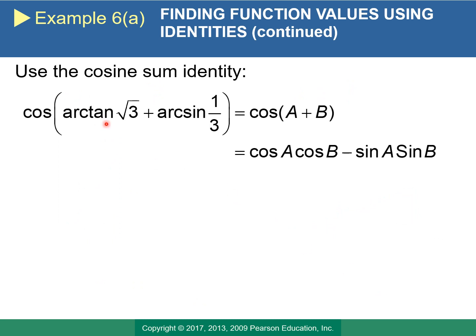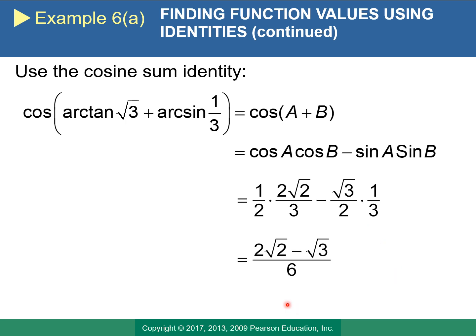We have the cosine of a sum, which was an identity we learned a couple sections back, I think 5.3 if you want to look back at that. Cosine of the sum A plus B equals cosine A times cosine B minus sine A times sine B. We just figured out all four of these numbers, so now we plug them in. Filling in our four values, our final answer is 2 root 2 minus root 3 all over 6.